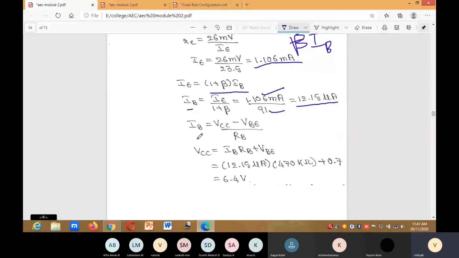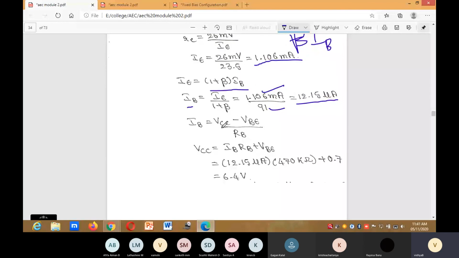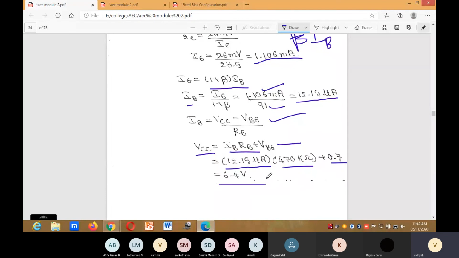Next, IB for fixed bias configuration is equal to VCC minus VBE divided by RB. We need to find out VCC here. From this equation, we can write VCC is equal to IB into RB plus VBE. We know the value of IB is 12.15 microamps and RB is 470 kilo ohm and VBE is 0.7. So you will get VCC as 6.4 volts.